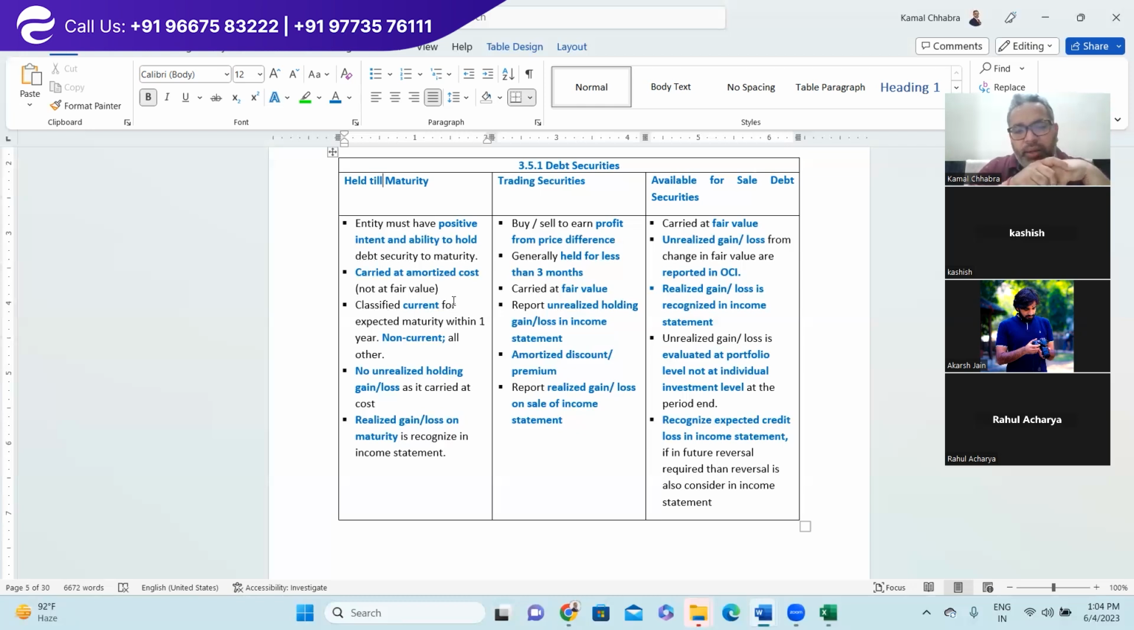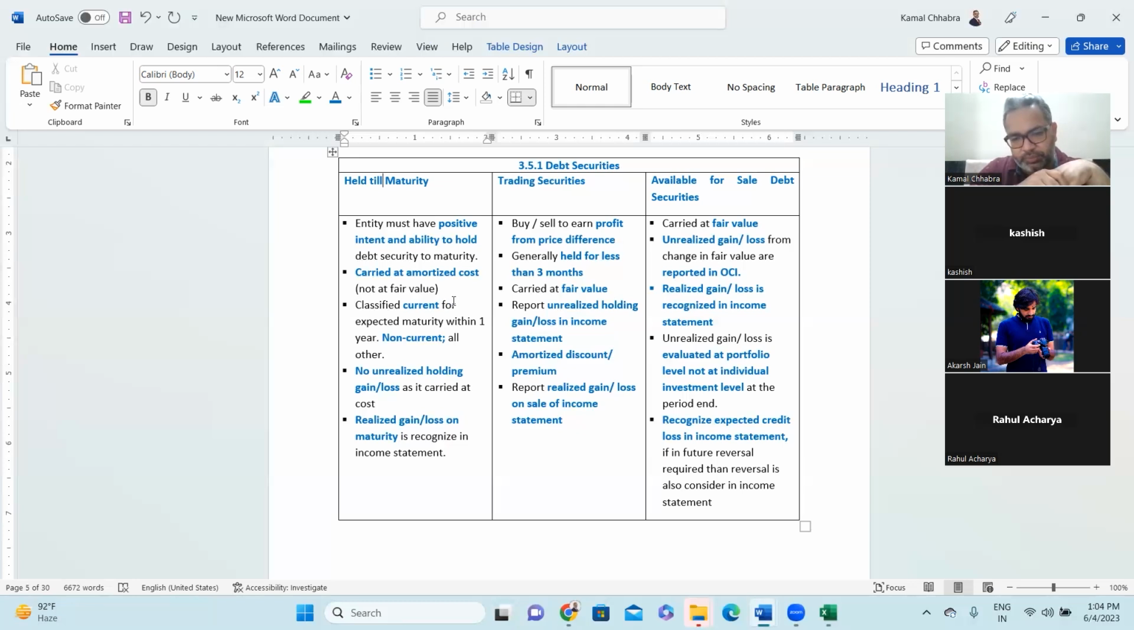Then any unrealized holding gain. What is unrealized holding gain? It is change in the valuation. Change in the valuation will not impact your income statement. Only the interest which you are earning will impact your income statement. Lastly, when you actually sell, or when you actually get the money at the time of maturity, whatever gain or loss there is needs to be recognized. So that is the treatment of held till maturity. Make sense?